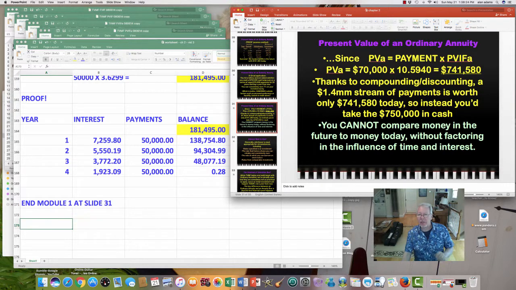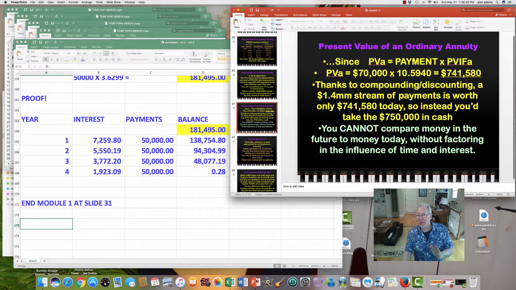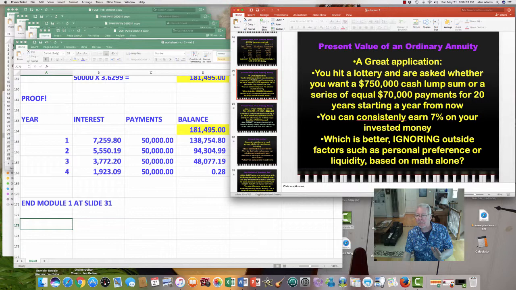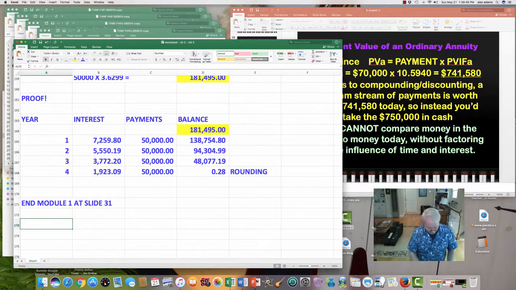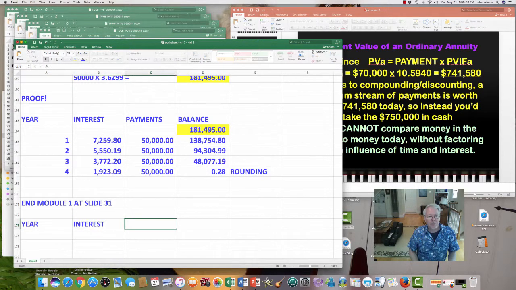What are your choices? You're going to take 20 payments of $70,000 starting 1 year from now, okay? Or you're going to take $750,000 in cash today. That means you want to take the bigger of those two numbers. You cannot compare the 1.4 million in the future to 750 today. So what you do, very simply, is you do like we've been doing, okay? We think we've got the right amount here.